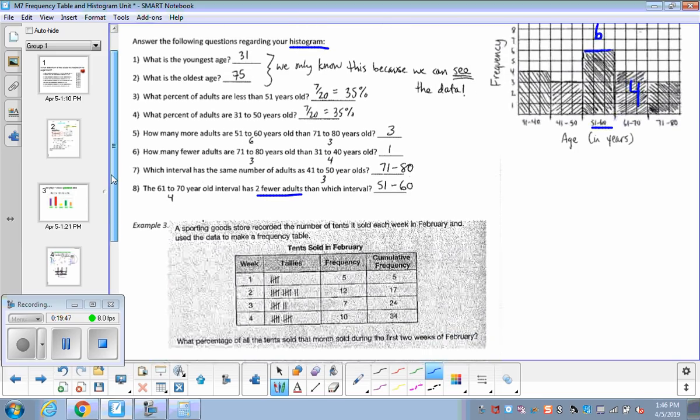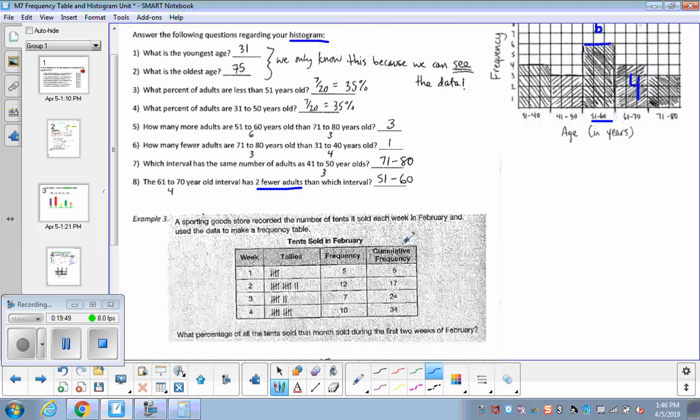Now for this last example right here, you can see that it does have the cumulative frequency in the chart. And what we're looking at here for this third example is a sporting goods store recorded the number of tents that it sold each week in February and then used the data to make a frequency table. So in the first week, only 5 people bought a tent.